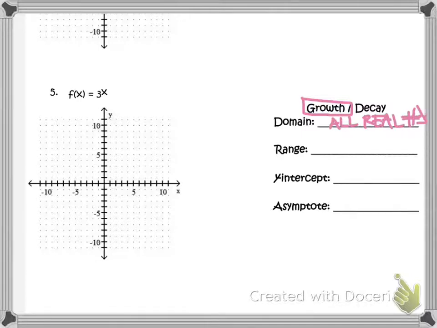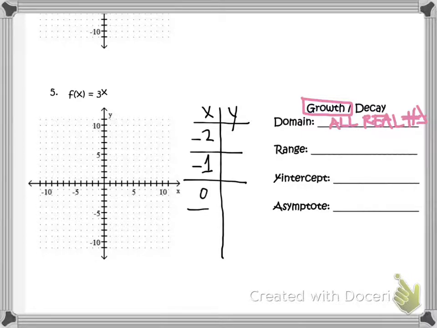Okay, alright, so let's choose some x values: -2, -1, 0. We always want to choose 0 there because that's going to be our y-intercept. So -2, if I plug in -2 in there, that's going to be 1/9. This is basically the flip-flop of the 1/3 one. So 3 to the -2 power is going to be 1/3 squared. So it's going to be what?